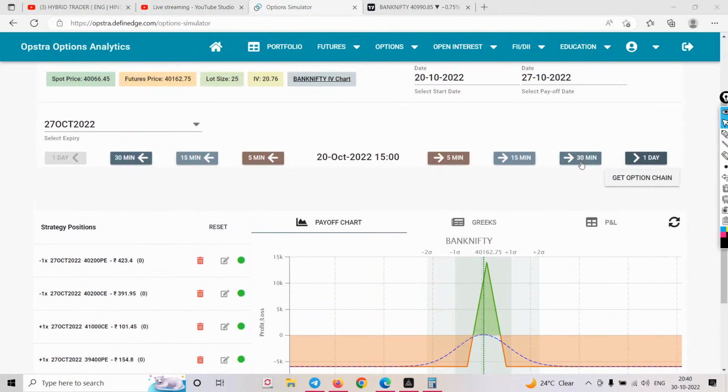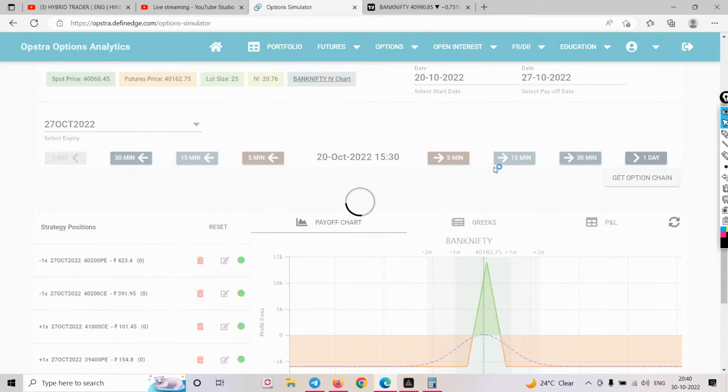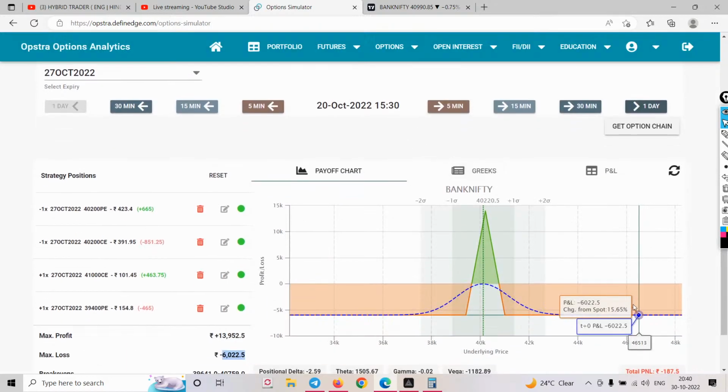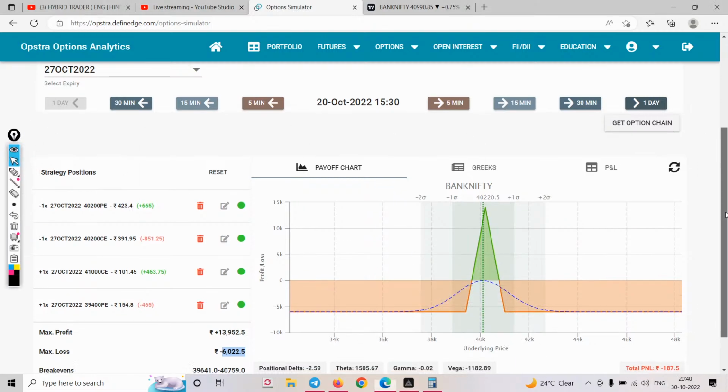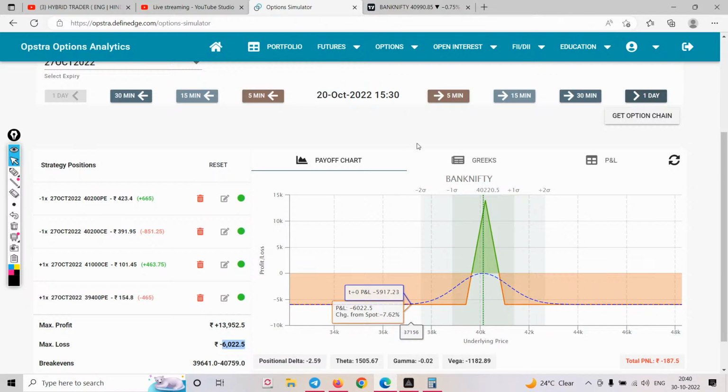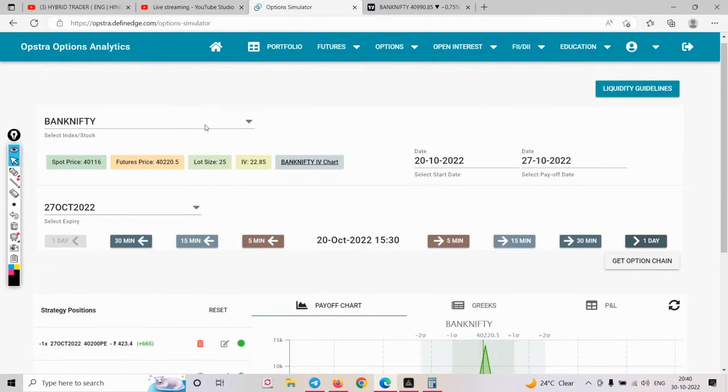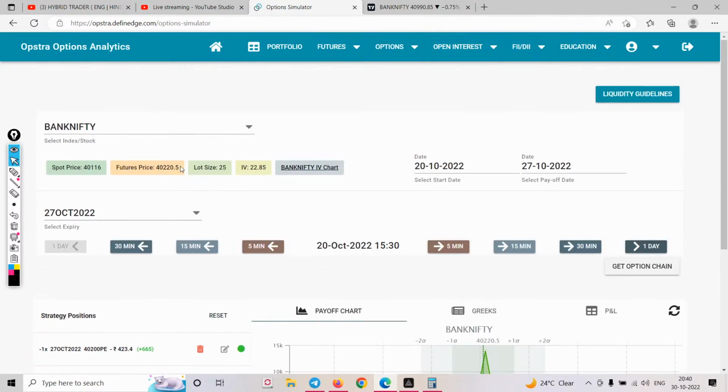I'll take you to the 330 close of the day, right? This is where my iron fly stands, and check the loss. You have a loss of almost 107 at the end of the day. Now where is your market now? Your market stands at almost 40,220.